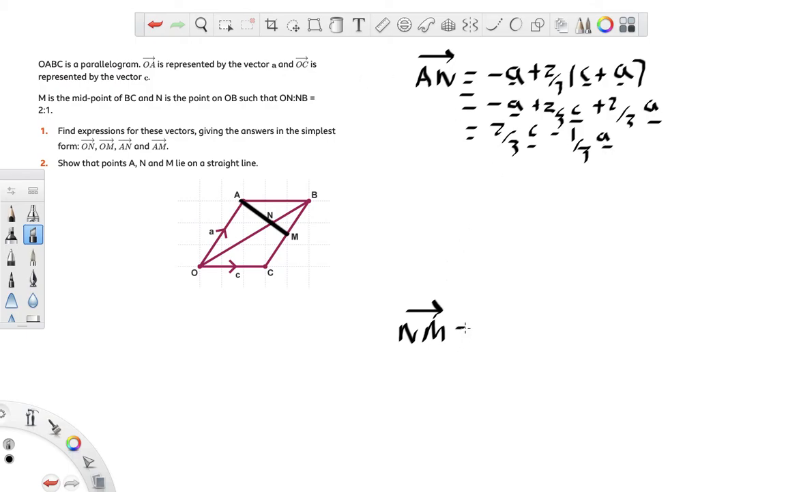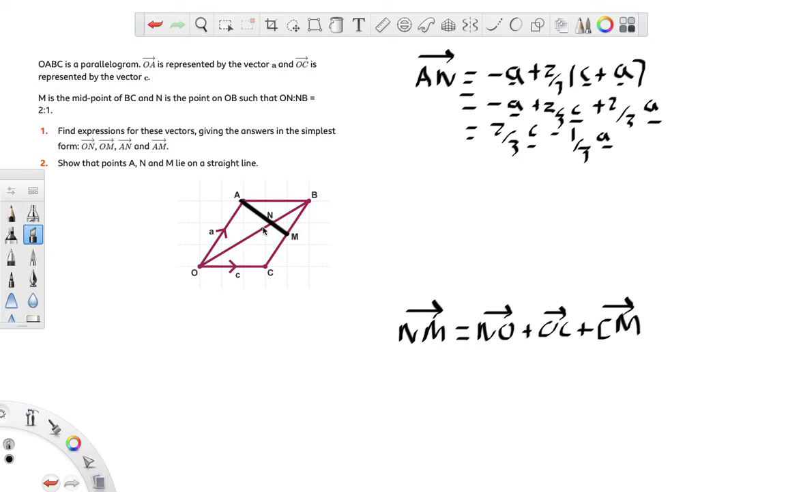So then we've got N to M. Well, we're going from this point, so N to M. So how are we going to define that? Well, we can go from N to O, then O to C, and then we've got to go from C to M.